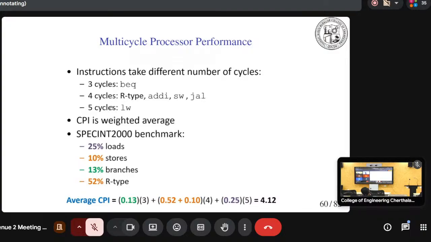And if I take a benchmark like SPEC 2000 CPU, and compute the CPI with the benchmark mix, taking 25 percent for load instructions, 10 percent for store instructions, 13 percent for branch, and 52 percent for ALU. So the average CPI will be the weighted average of these. So when comparing, I get this CPI as it was in the single-cycle design.